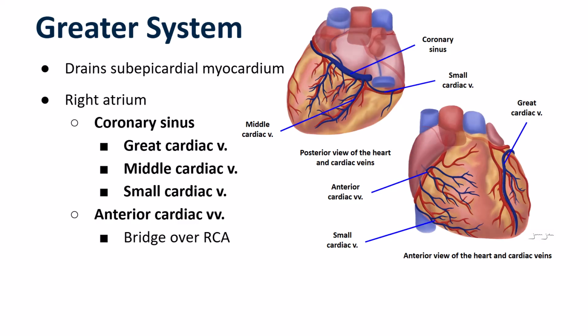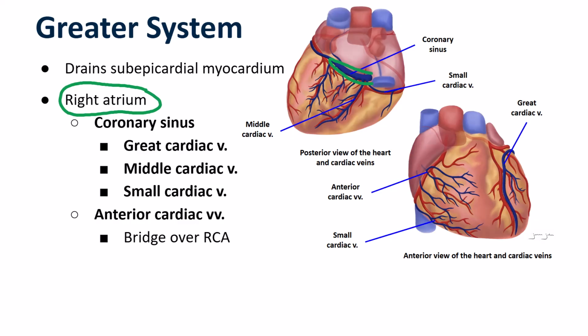The named veins of the heart are part of this greater system, and their role is to drain the subepicardial myocardium back into the right atrium. So like all roads lead to Rome, all veins lead to the right atrium. The major conduit of blood into the right atrium is the coronary sinus, as I'll outline here. That coronary sinus is the space into which all but one of the veins of the greater system flow.